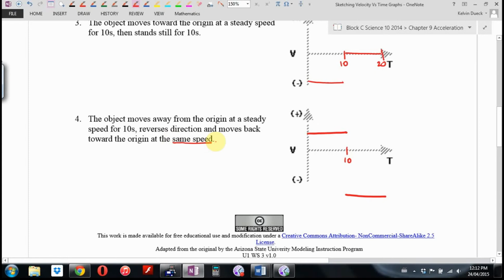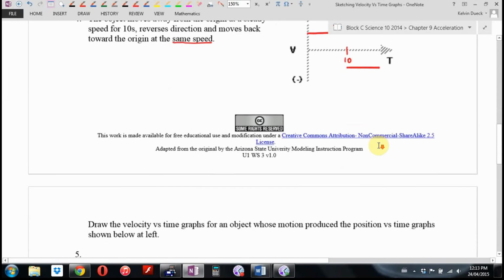What words did I underline? If I was being really fussy, whatever height you drew this line at, that's the same height below the x-axis, because where does velocity or speed appear? The height on a velocity time graph. Turn the page.